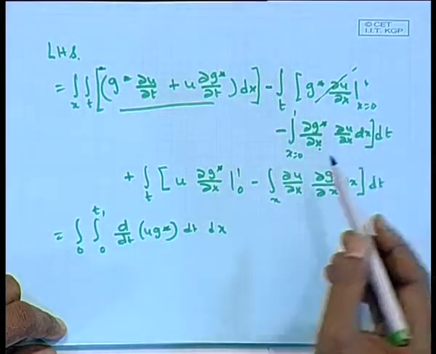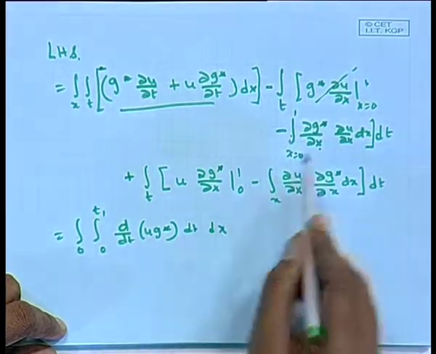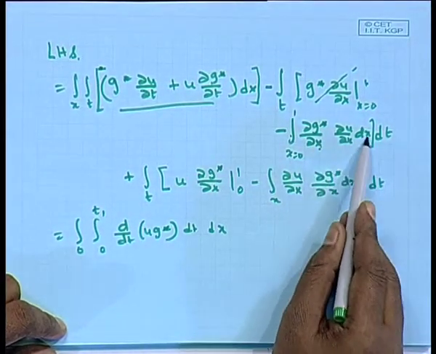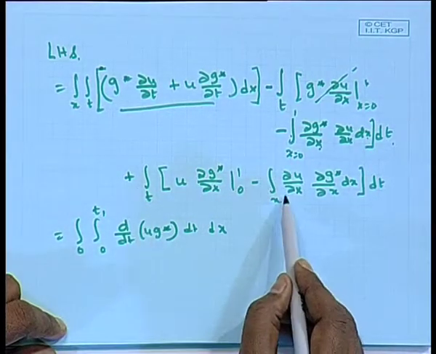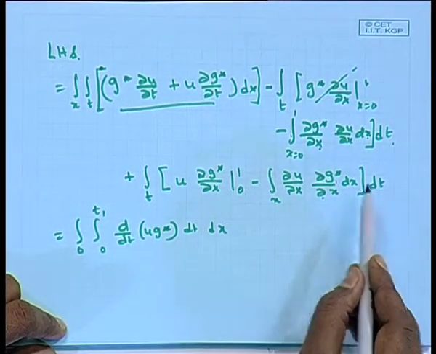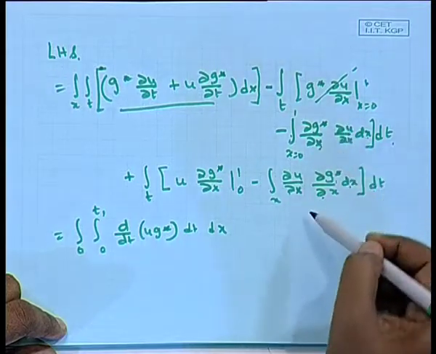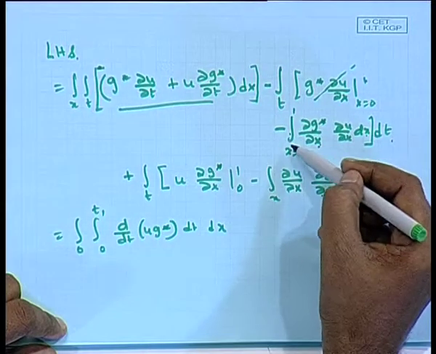Now, this will be minus plus double integral del G star/del x del u/del x dx dt. This will be plus minus del u/del x del G star/del x dx dt. These two terms will be identical and opposite. So, they will be cancelling out.